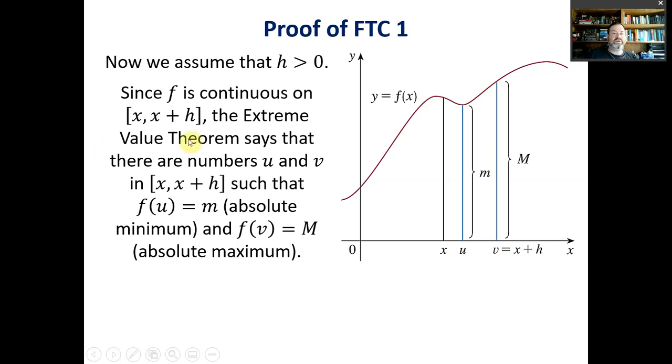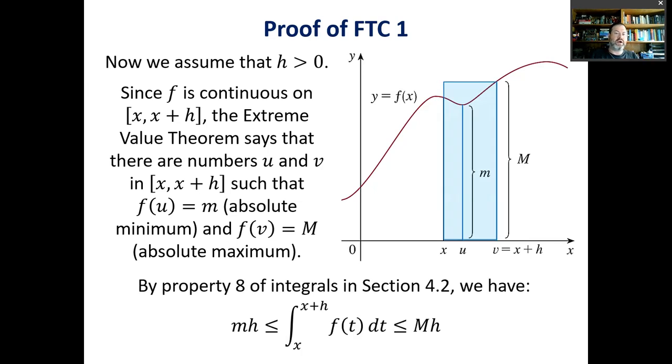So we know f is continuous. Then we have the extreme value theorem that we saw in section 3.1 that says there are numbers u and v in the closed interval. So we're just closing off the interval x to x plus h. And we're saying that this function attains an absolute minimum and an absolute maximum somewhere in the interval. No big deal, right? But now we can use property 8 of integrals from the previous section.